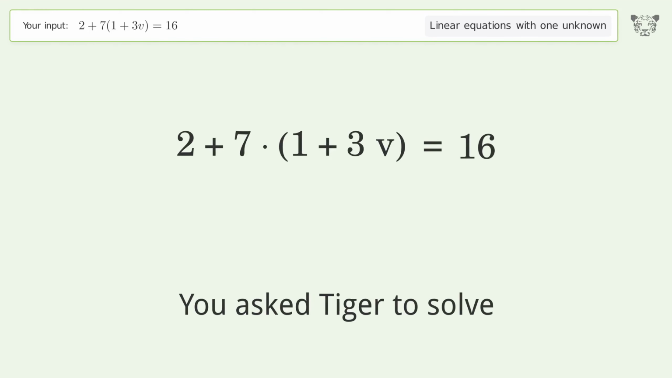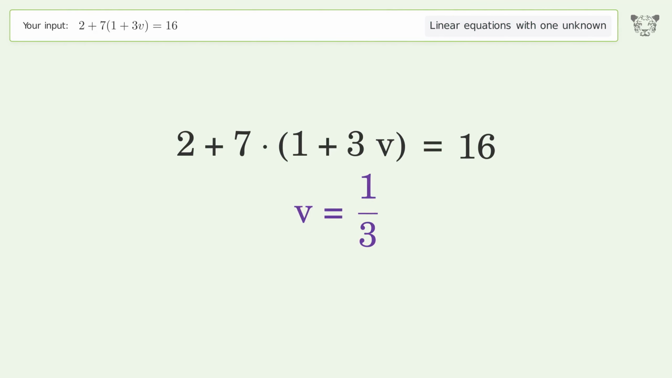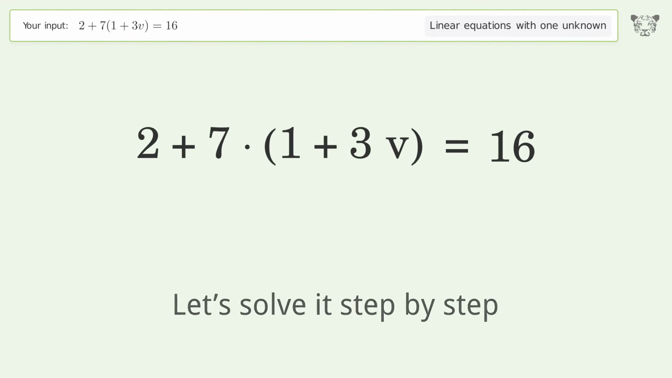You ask Tiger to solve this. This deals with linear equations with one unknown. The final result is v equals 1/3. Let's solve it step by step.